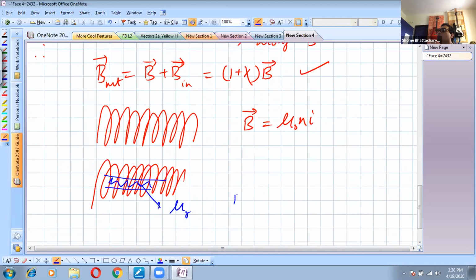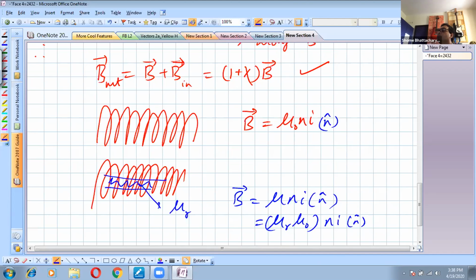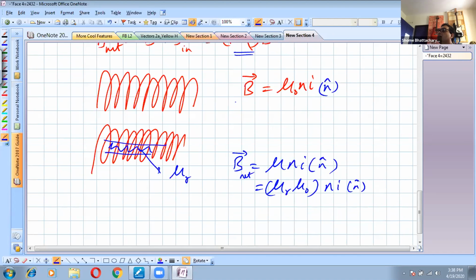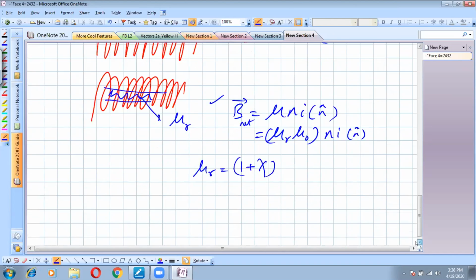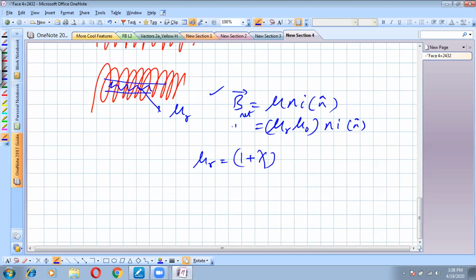We also sometimes say that there's some unit vector n cap. So this becomes mu times N i into n cap, where that mu is actually relative permeability times permeability of free space, into N i. And that relative permeability you will see is nothing but 1 plus chi. So this is the net, whereas this was the external. When you compare the two, you can see that this term is actually equal to 1 plus chi.